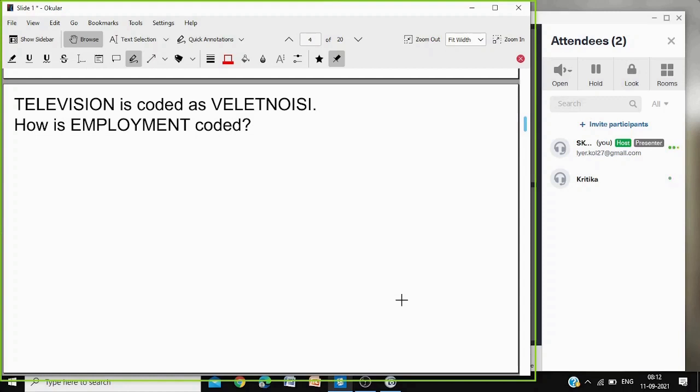Now, television is coded in this manner. How is employment coded? Can you see the pattern, how it is coded? Television, how it is coded? If you can see the code, any pattern you can see in the code? Can you find out the pattern, Betty?